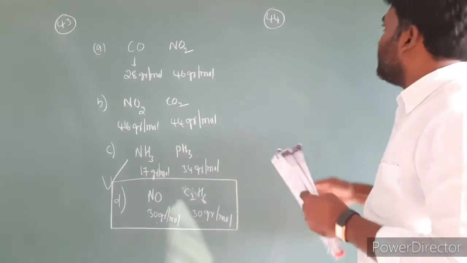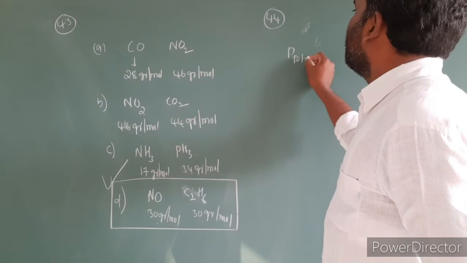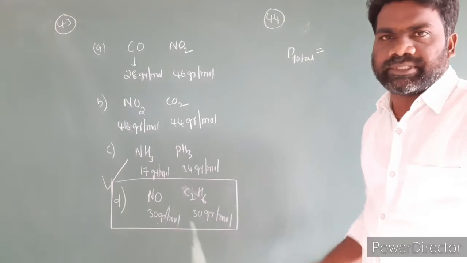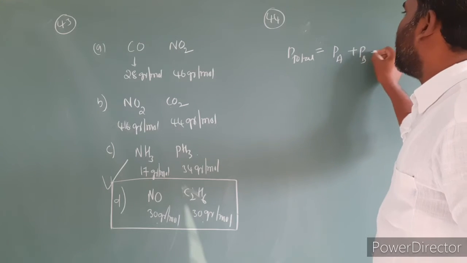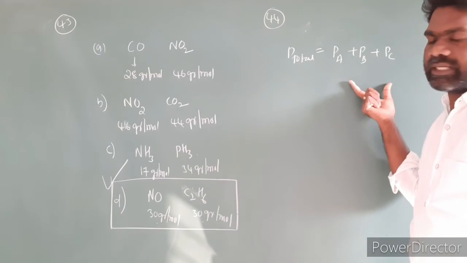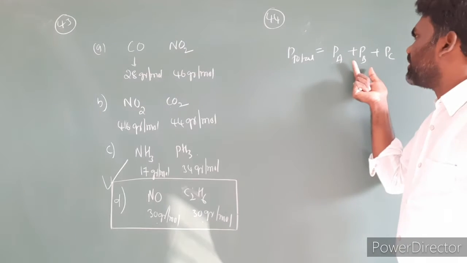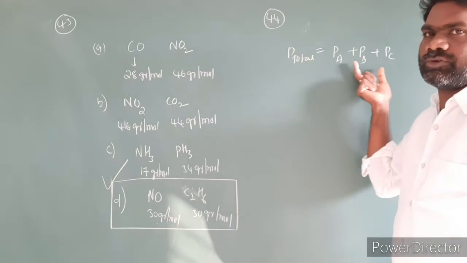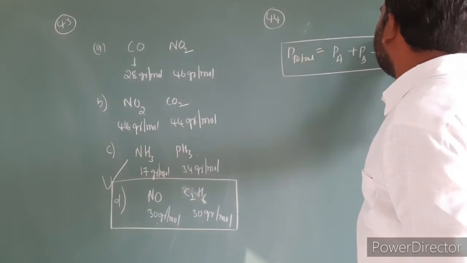So according to Dalton's law of partial pressure, the total pressure of a non-reactive mixture of gases, P total, is equal to the sum of the partial pressures of the individual gases. The partial pressure of A gas is PA, of B gas is PB, and of C gas is PC. The sum of these partial pressures is equal to the total pressure.